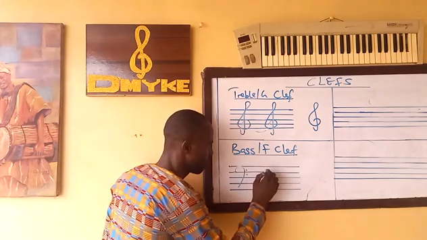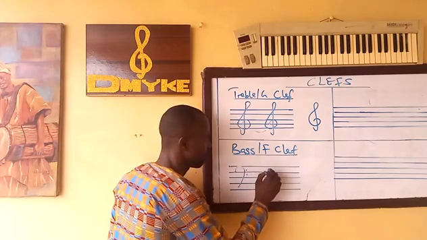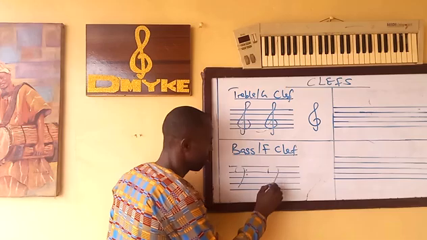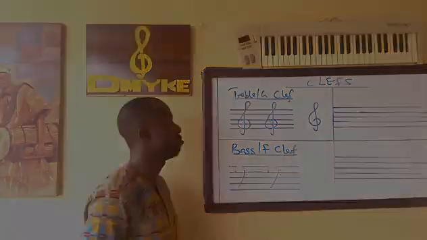Let's do another one. A dot on line 4. Take it to like that. So we have our bass clef on the stave.